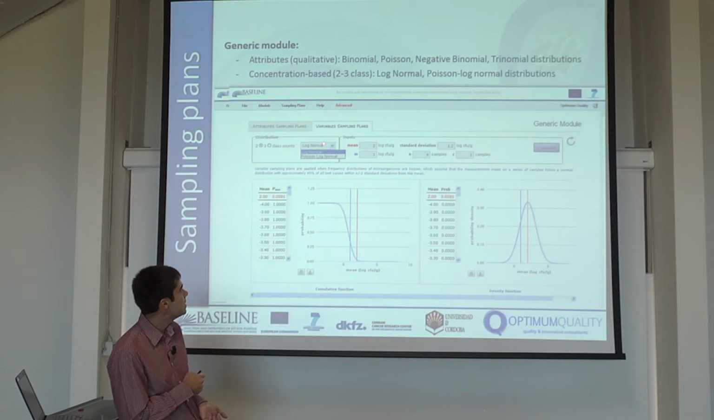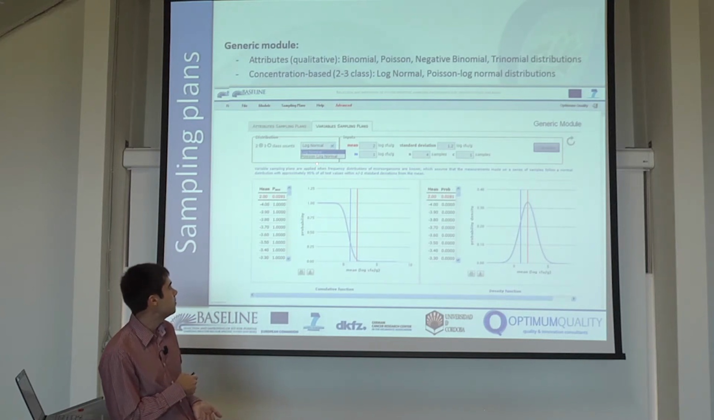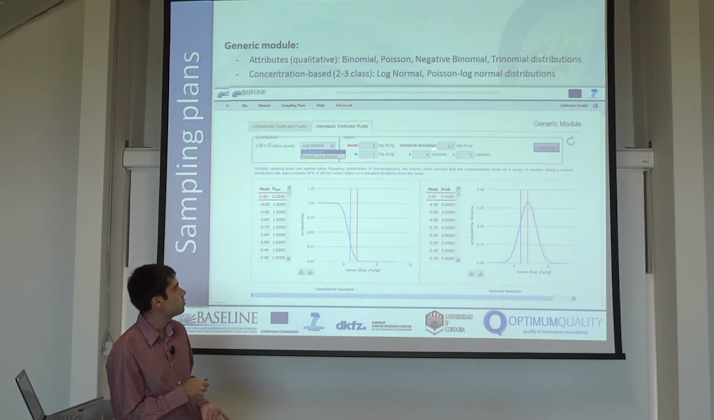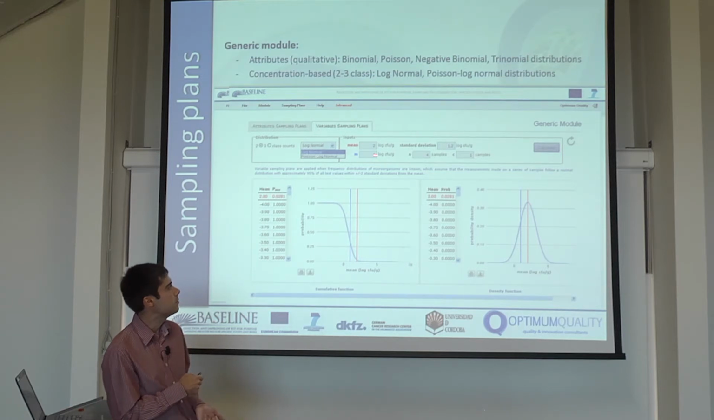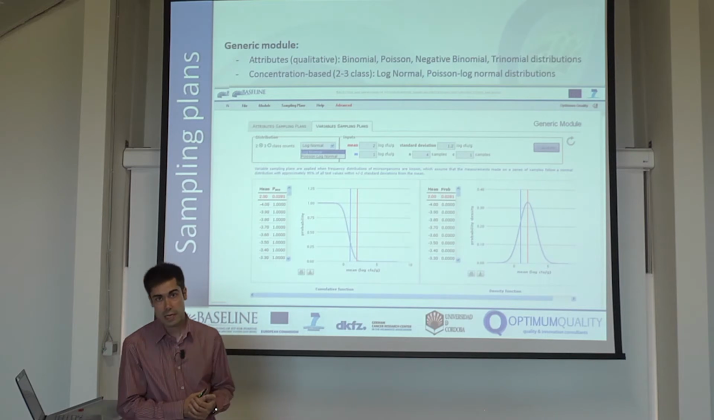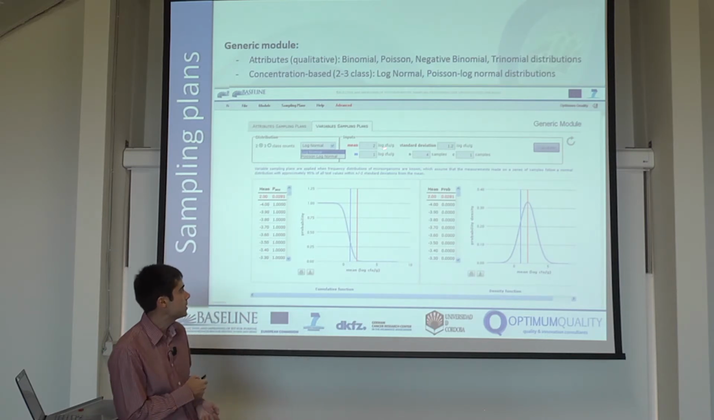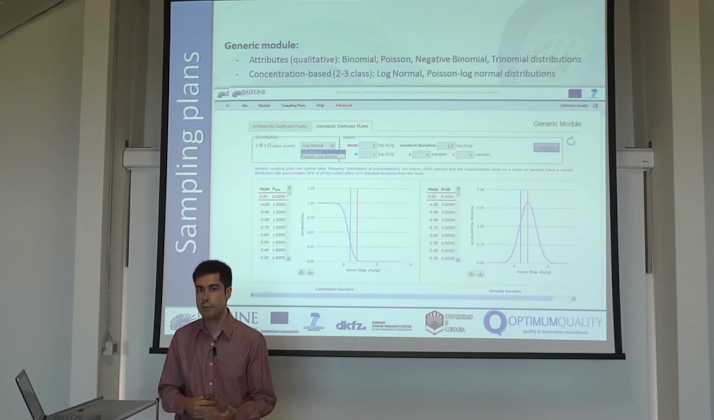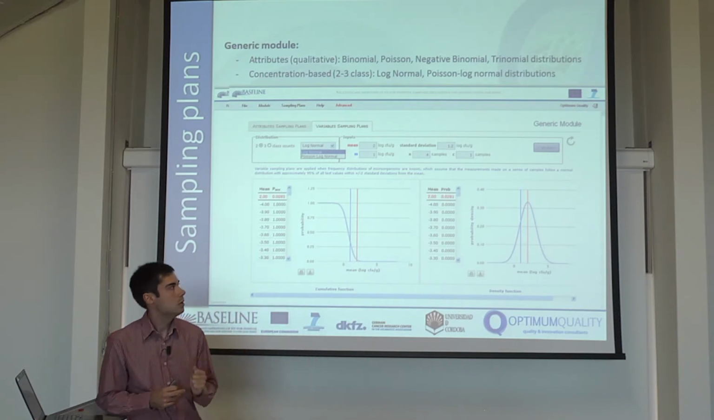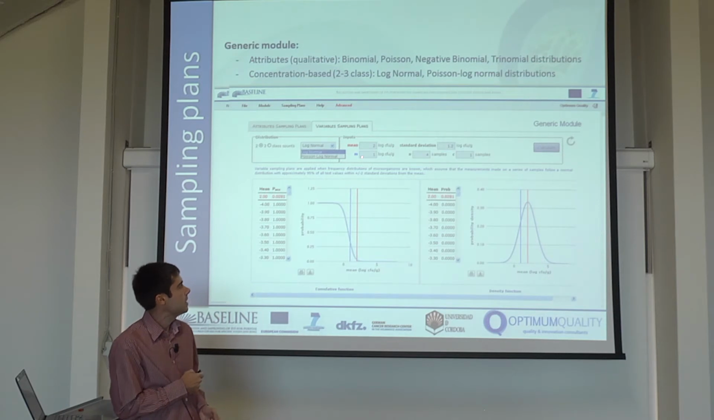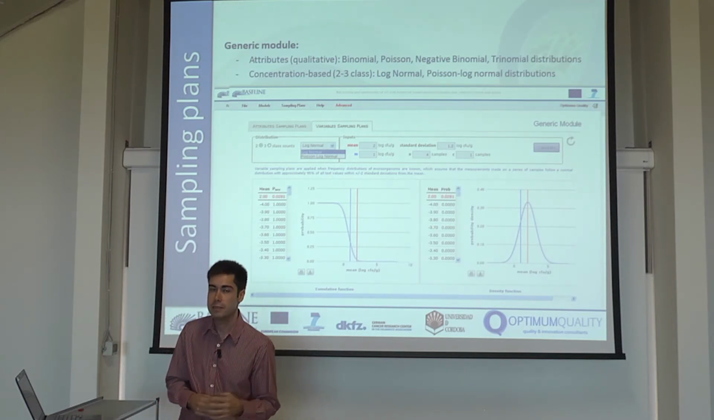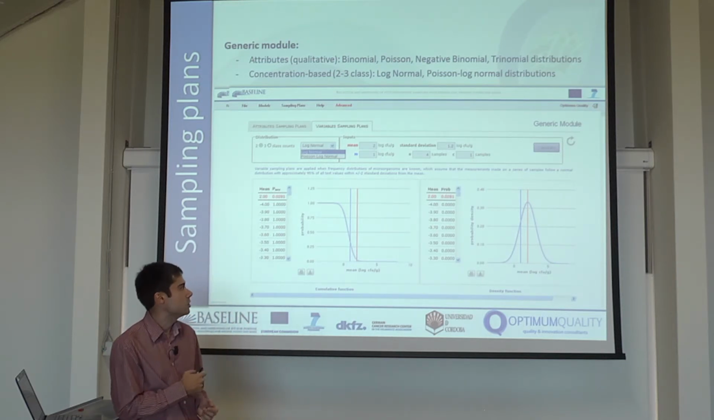The user can easily select the type of distribution and also the parameters of this distribution, and derive here the sampling plan. This is a two-class sampling plan in which I specified the mean concentration, the standard deviation, which represents the variability of the food lot, the microbiological limit, and also the number of samples and the maximum allowable number of samples that cannot exceed the microbiological limit.